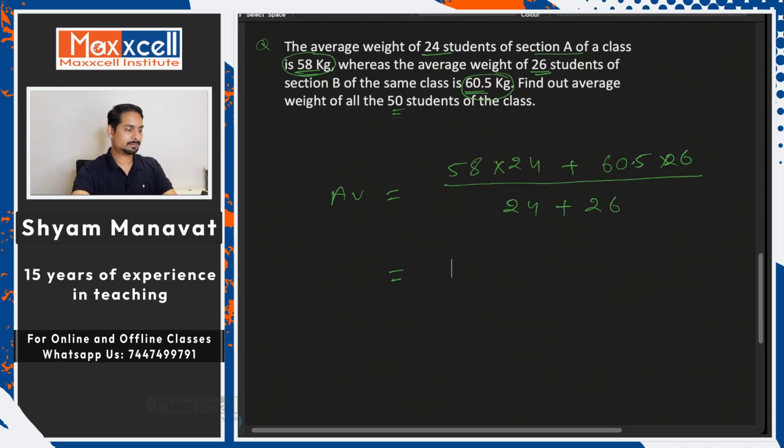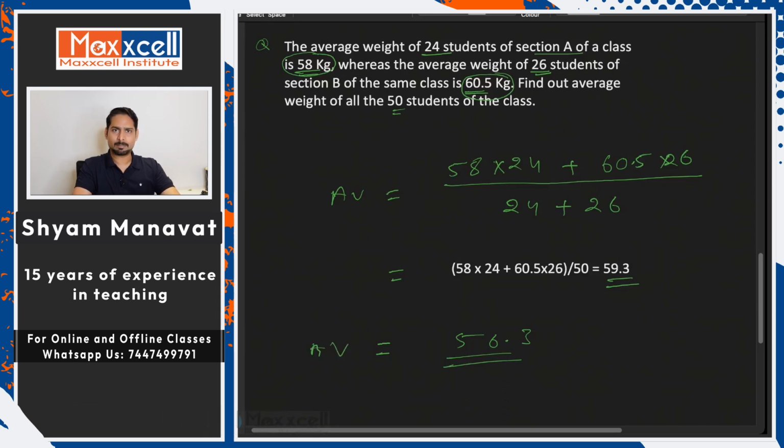I leave the calculation with you, and I know that you guys are much faster. You are following all my instructions, so you are quite fast in doing the calculation. Yeah, that's the condition. This whole value is divided by 24 plus 26, that is 50. That will get you 59.3 as the average when you do the calculation. Okay, combined average formula, easy.